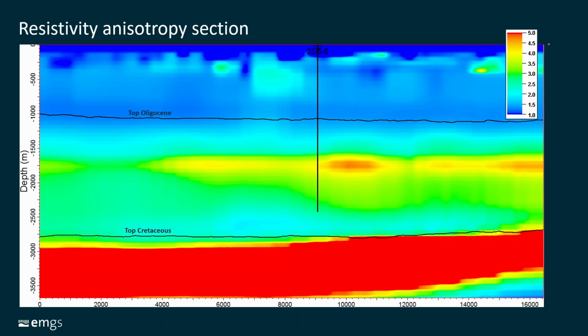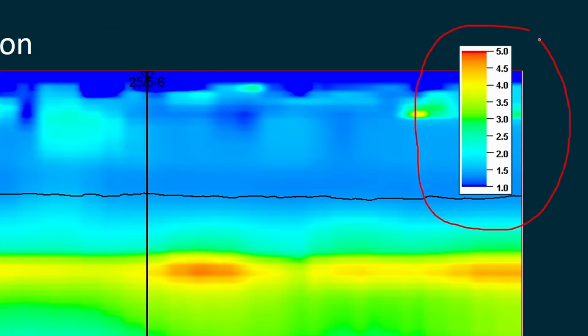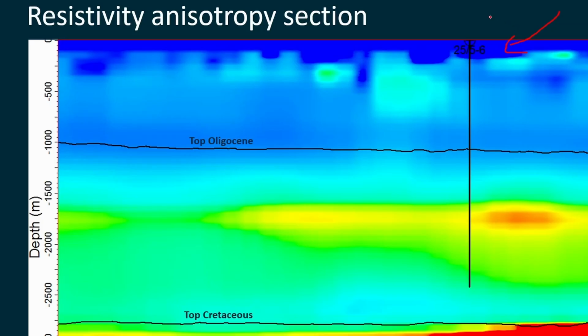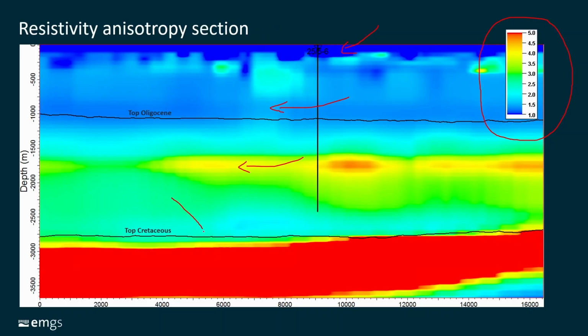Here is one example from the North Sea. The values up here are the ratio of the resistivity normal to the bedding to the resistivity parallel to the bedding. What you can see is that you have values of about 1 in the water, and very quickly when you get into the sediment, you have values of around 2 or even 4 out here, or actually higher than 5 below the top Cretaceous here.